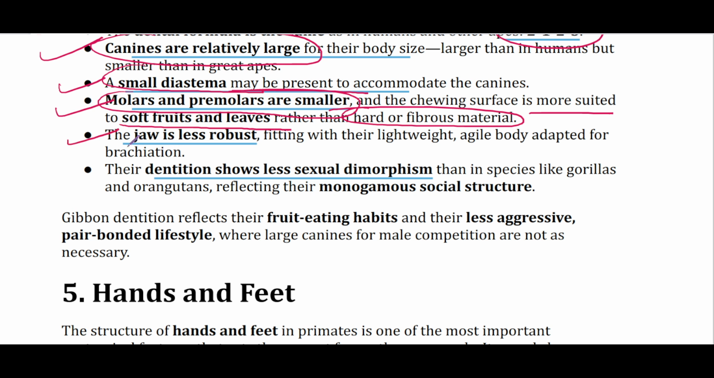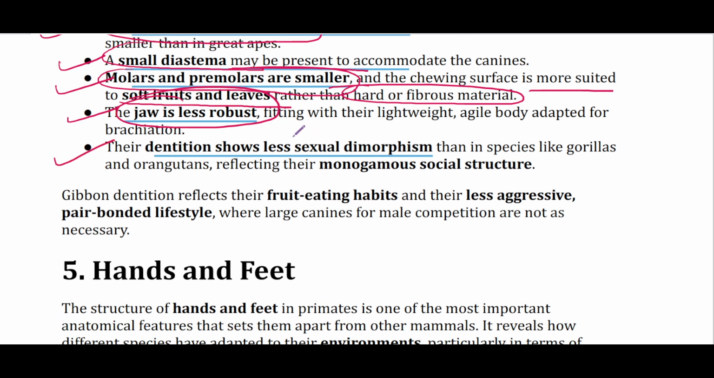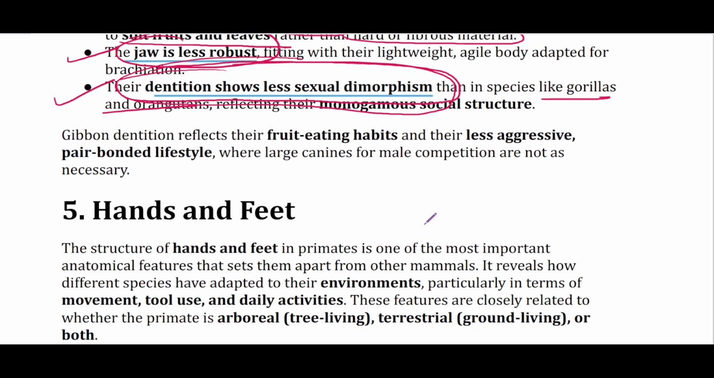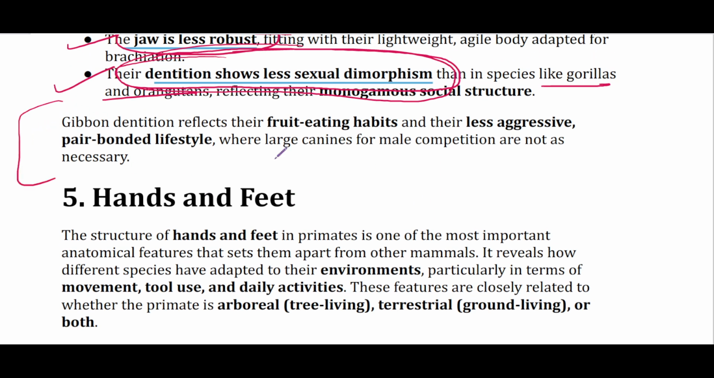Then if their diet isn't made up of hard material, tough tuber material, then their jaw will be less robust, and their dentition shows less sexual dimorphism, which is seen in other species like gorillas or orangutans. And anyway, in gibbons sexual dimorphism in body size and other secondary sexual characteristics is not there. So the gibbon dentition reflects fruit eating habits, eating soft material, and their less aggressive pair-bonded lifestyle.